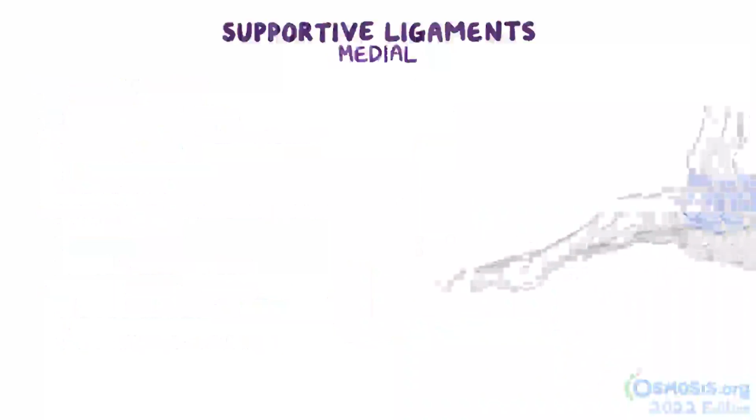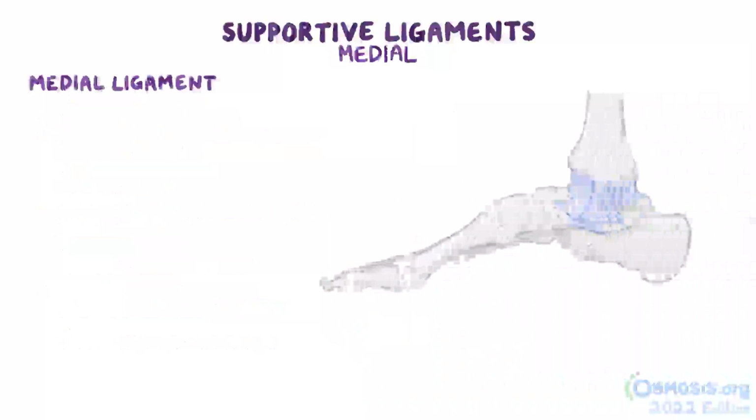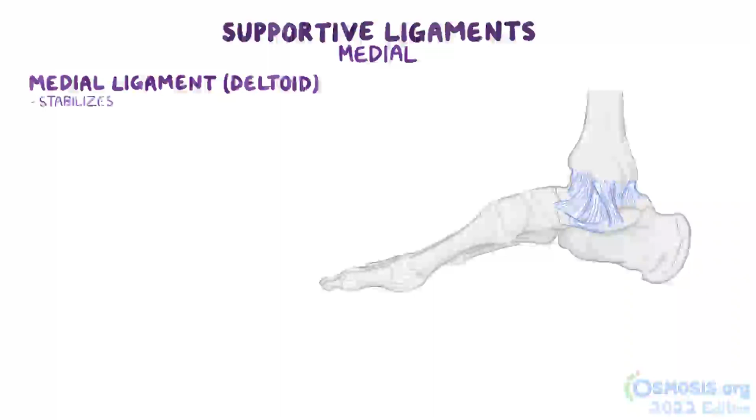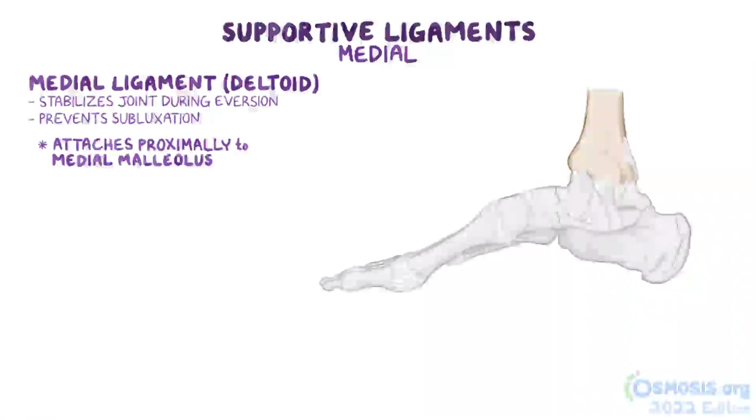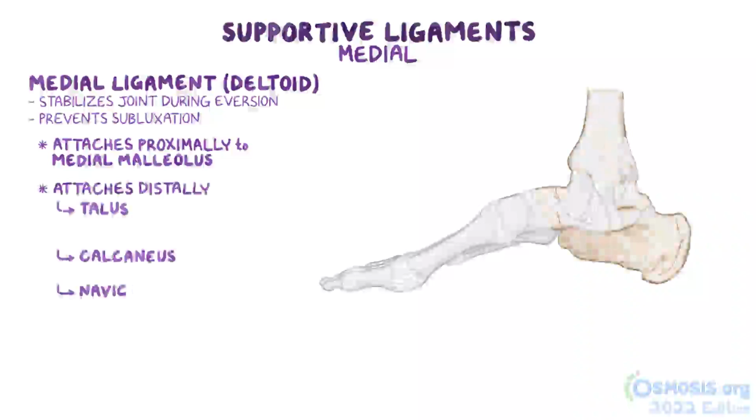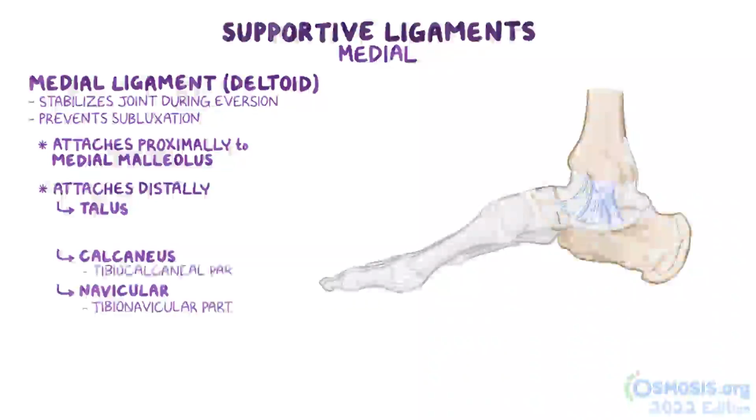And medially, you guessed it, there's the medial ligament of the ankle, also known as the deltoid ligament, which stabilizes the ankle joint during eversion and prevents subluxation of the joint. This ligament attaches proximally to the medial malleolus, from where it fans out, attaching distally to the talus, calcaneus, and navicular via 4 adjacent and continuous parts: the tibionavicular part, the tibiocalcaneal part, and the anterior and posterior tibiotalar parts.